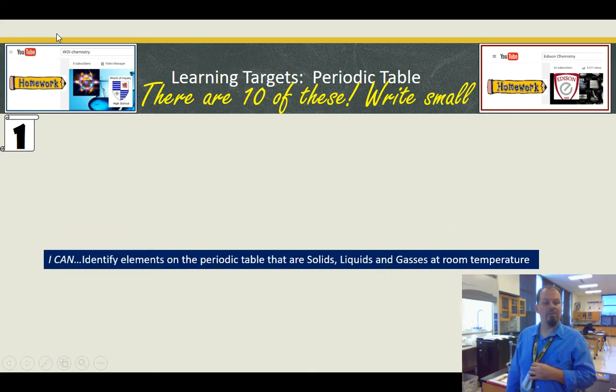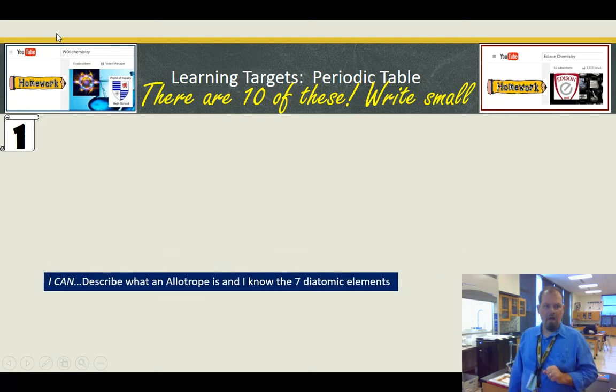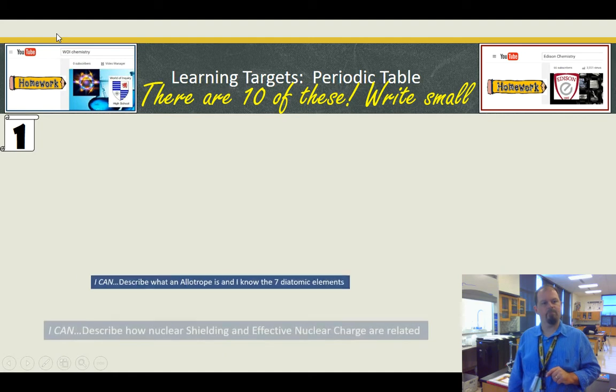Okay. Identify the elements on the periodic table that are solids, liquids, and gases at room temperature. We went over this in boot camp. We will go over it again so that we can solidify it in periodic table. I can describe what an allotrope is. There's a new word. It's not isotope, it's allotrope. And you'll also learn the 7 diatomic elements. We learn those in boot camp, so we will reinforce them here in periodic table.